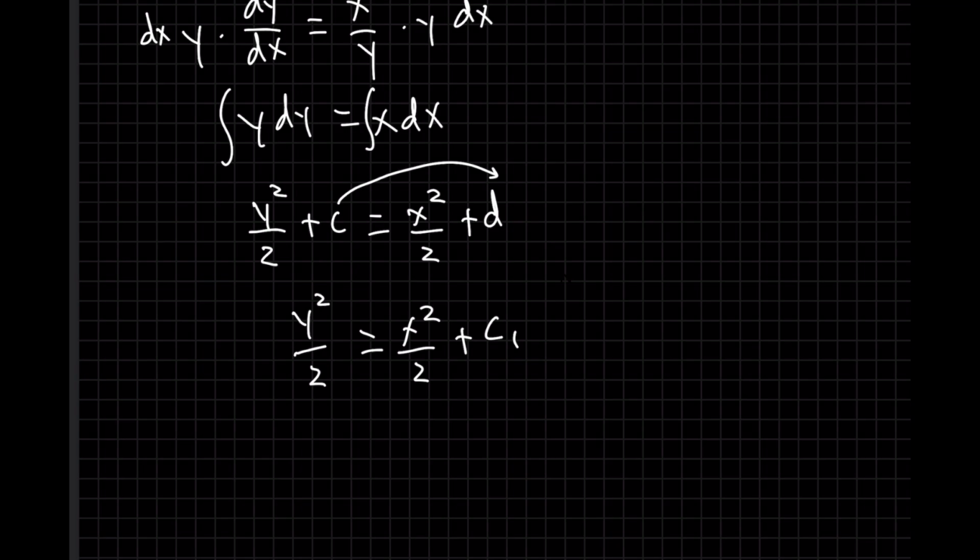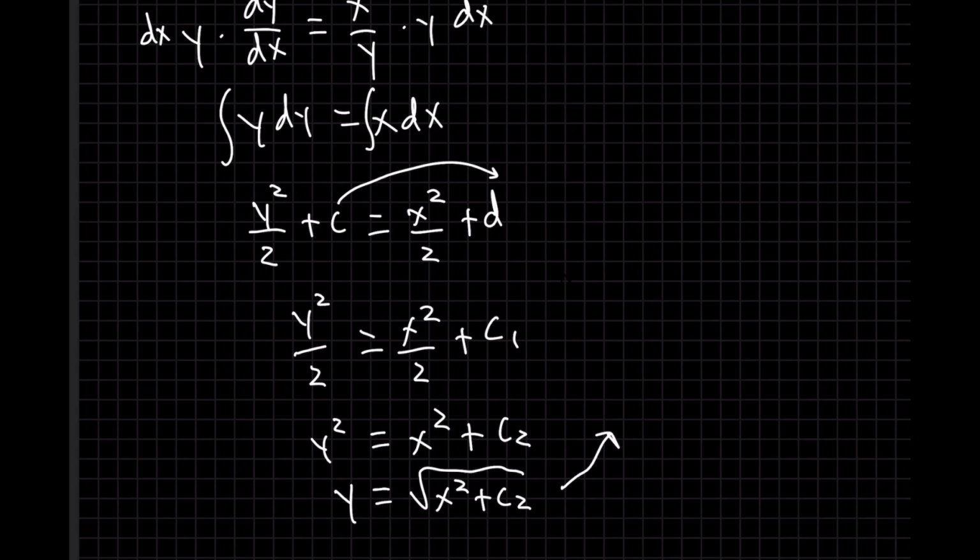Multiplying by 2 on both sides, we get y squared is equal to x squared plus c1 times 2. Multiplying an arbitrary constant by a scalar multiple keeps it as an arbitrary constant. We could rename it all we want. We'll call it c2 now. And then let's go ahead and square root both sides to get y. y is going to be equal to the square root of x squared plus c2. And then this is where we'd have some initial conditions and we'd have the solution to this differential equation. Kind of cool.